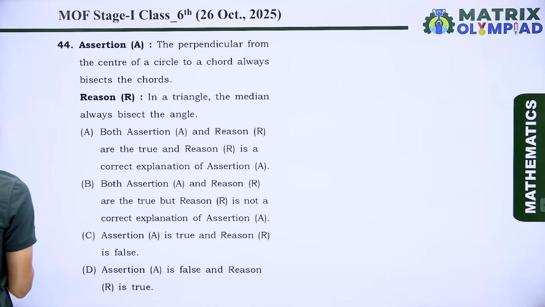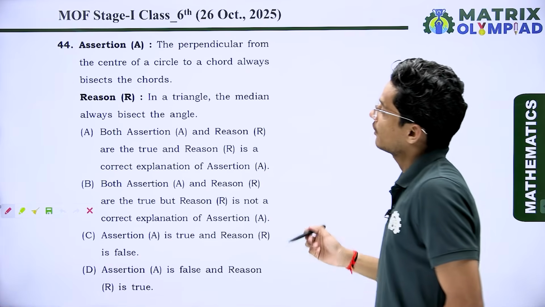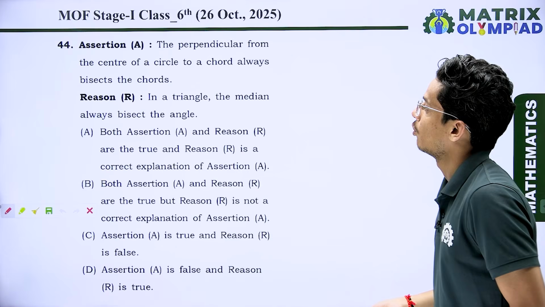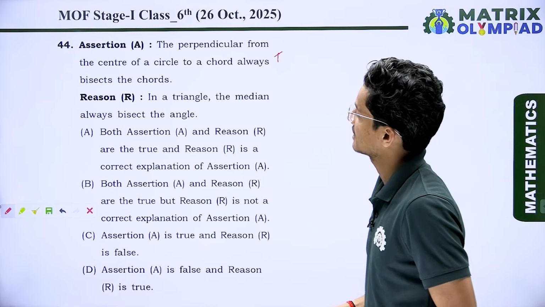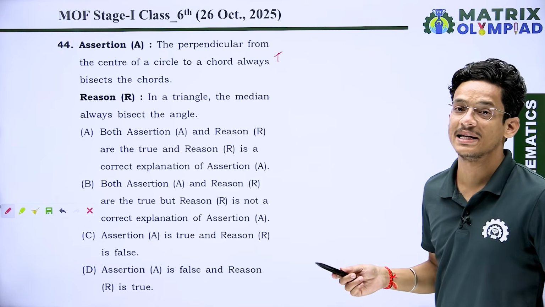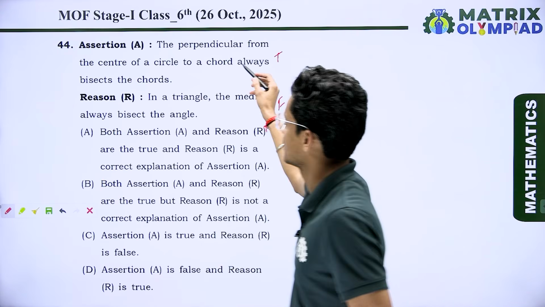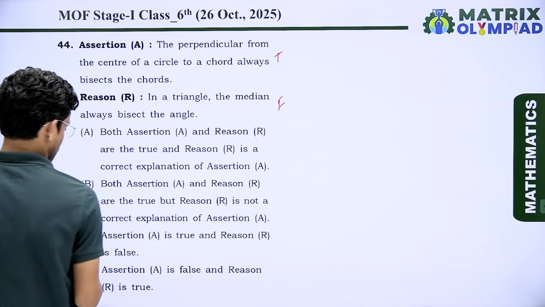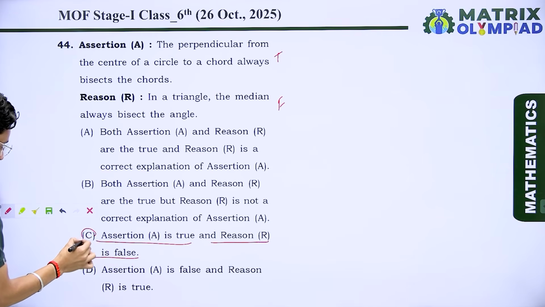So now if I talk about the next question, which is based on assertion and reason, and the question is, the perpendicular from the center of a circle to a chord always bisects the chord. Yes, this one is true. Next, in a triangle, the median always bisects the angle. Always, this is false. It means the assertion is true and the reason is false. So here we have assertion is true and the reason is false. It means option number C is the correct answer over here.